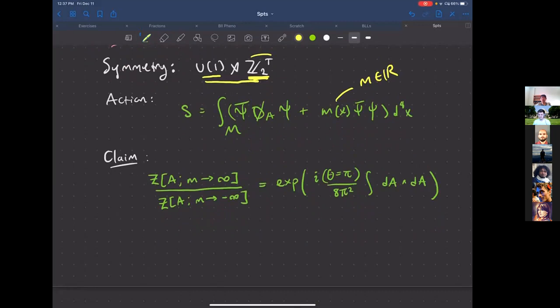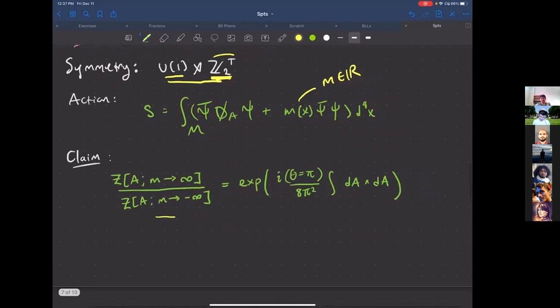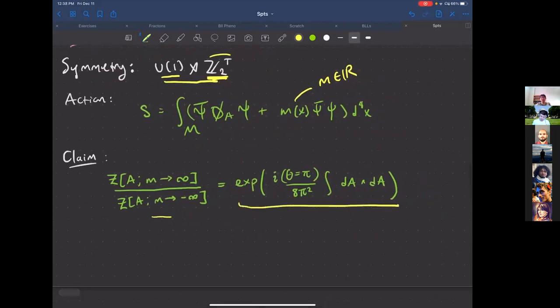And then the claim here is the following. If I consider this ratio of partition functions, the ratio of m goes to infinity to m goes to minus infinity, then this is actually a non-trivial thing, which would be written above as Z of A, and maybe I'll write it as Z_SPT of A, and this is going to be some U1 phase. And this is exactly the topological invariant that I wrote down a little while ago. This A wedge dA, we're in 4-dimensional spacetime, this A wedge dA thing. And this is the topological response of the topological insulator.